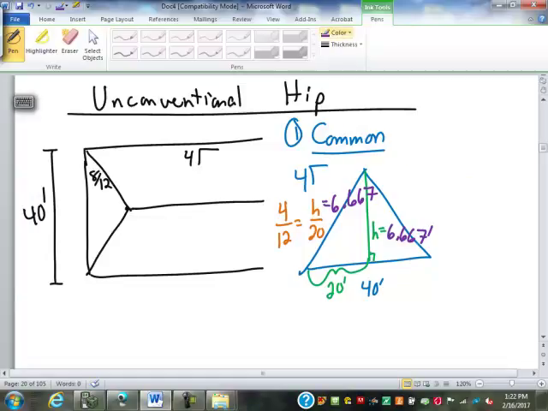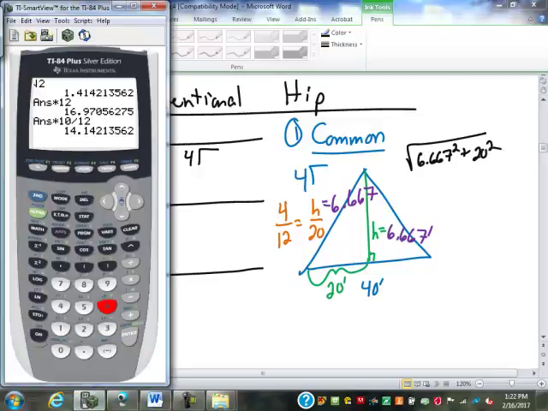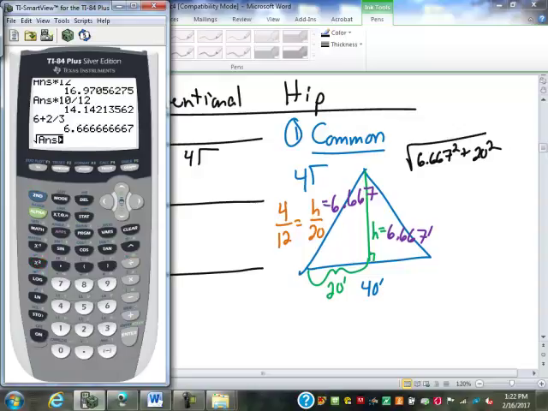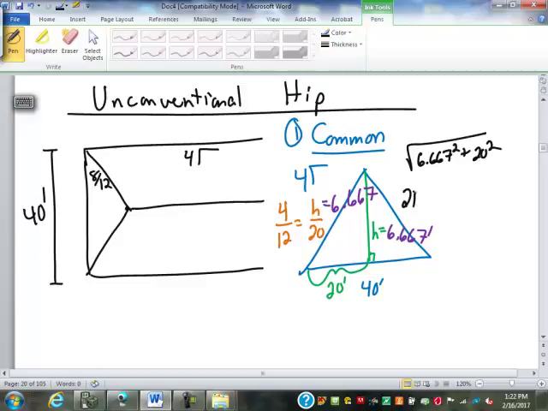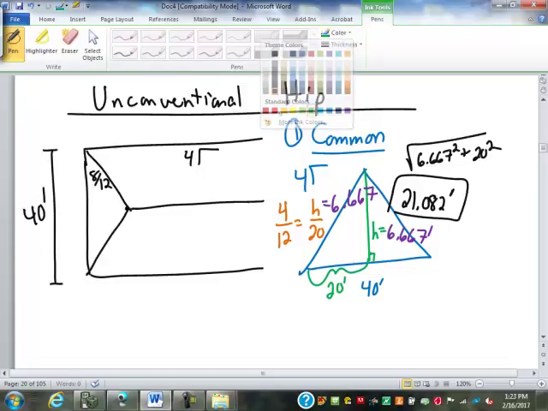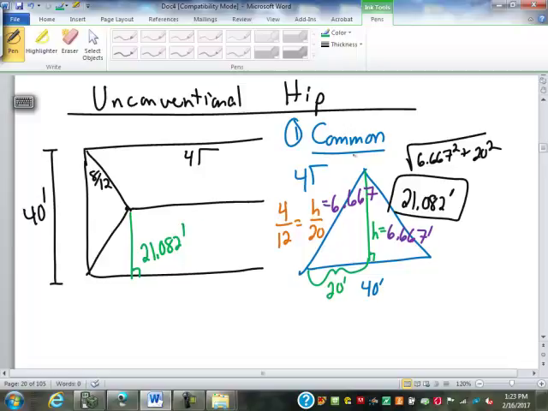Yeah. So now for J, square root of the 6.667 squared plus 20 squared. Now when I put this in my calculator, I'm going to put in the 6 2/3 like this, so I get that decimal in there. So now when I do my square root, I'm going to do second answer squared plus 20 squared. So it's 21.082 feet. So the common rafter right here is 21.082 feet.